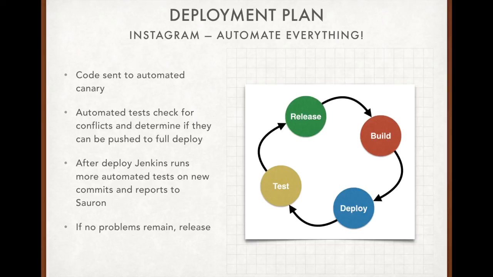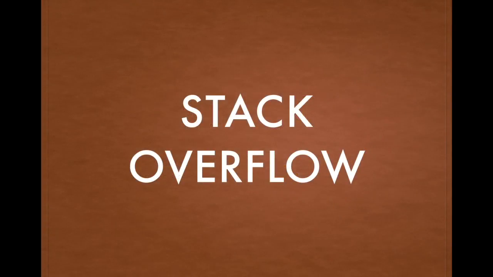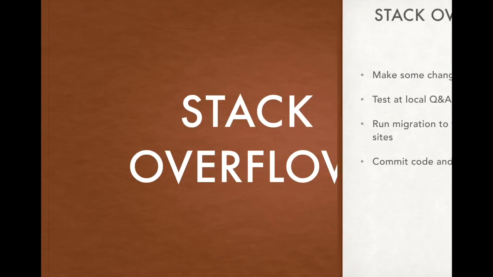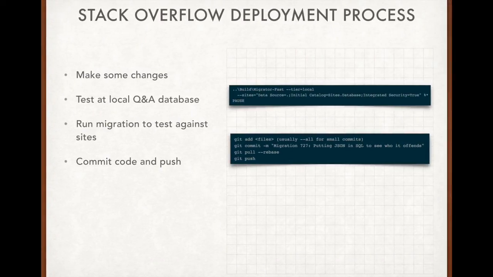And from there, if it finds no problem and everything's working, then it actually releases it to the live environment, and then people can see the updated application. So let's go over our final company, Stack Overflow. Unlike Amazon and Instagram, which are largely automated, Stack Overflow uses a different approach.